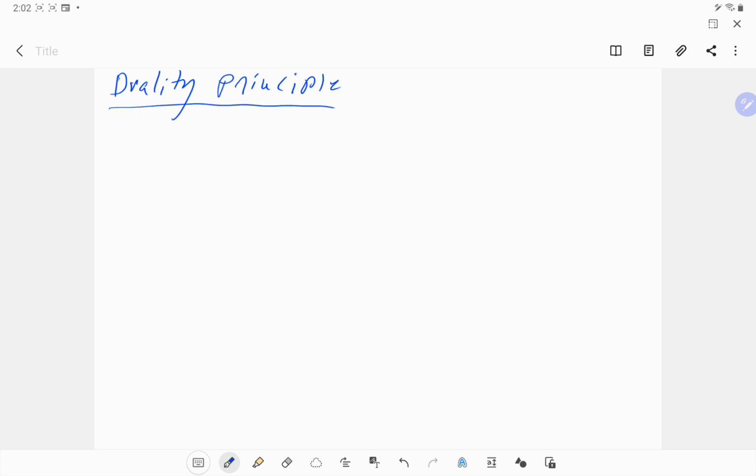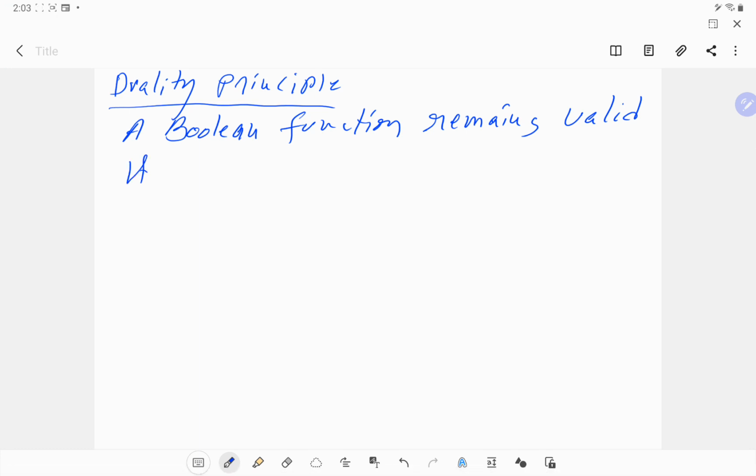So the duality principle says that every Boolean equation has a dual form. If the original Boolean equation is valid, then the dual form is also valid. And now the question is how to find the dual form. So in other words, we write that a Boolean function remains valid if we do four replacements.